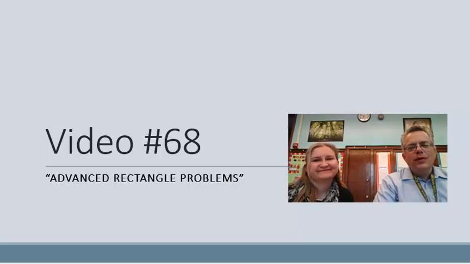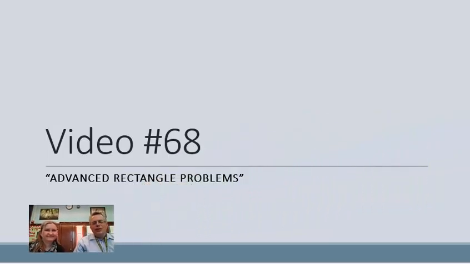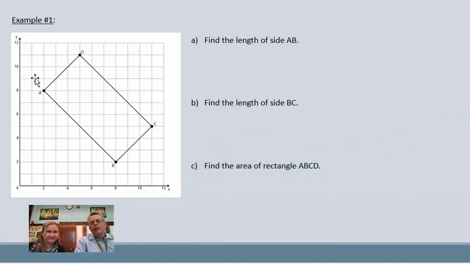I'm Mr. Miller, and we're going to put together the Pythagorean theorem and area. So in this first problem, we're given a rectangle in the coordinate plane, and our job is to find the area of this.